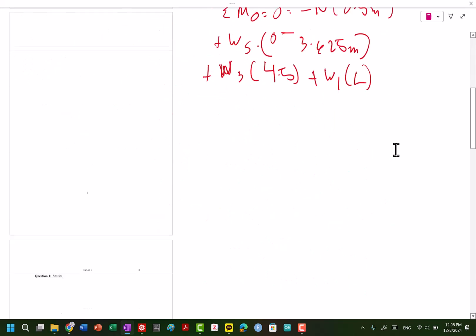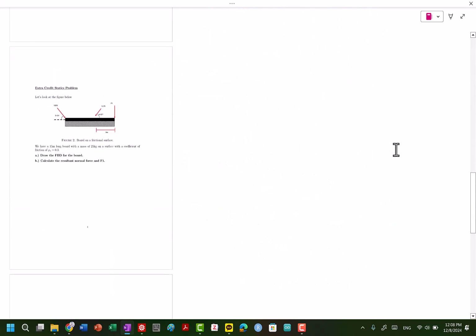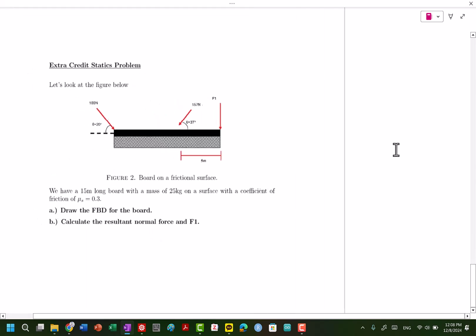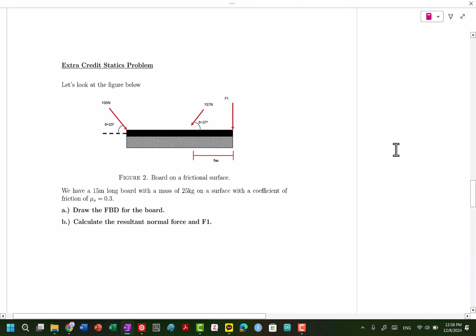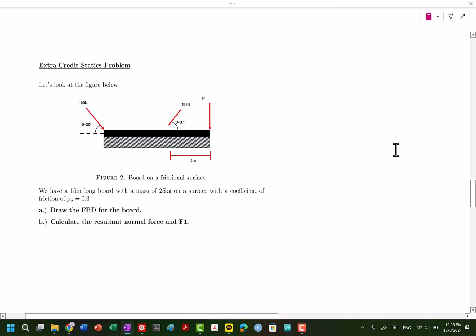Excellent. Now, let's go to our extra credit problem. We have a 15 meter long beam. The beam has a mass of this, on a surface with a coefficient of friction like so. So what are we going to do? Well, we're going to do our coordinate system, x, y. We're going to do it counterclockwise and set that to be positive.